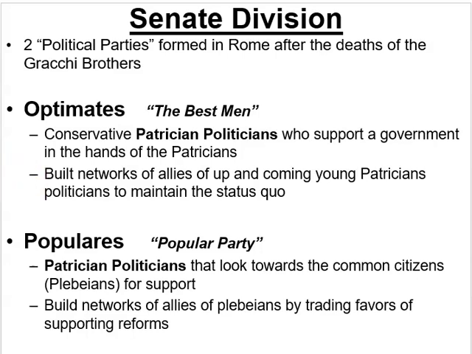They built networks of allies of up-and-coming young patrician politicians to maintain the status quo. They don't want things changing. The status quo is how things are, and they want that to stay. They want the Senate in charge, basically as it is, and everybody else kind of just being there. They want all the power. And again, they're going to work with other patricians to make this happen as much as possible, with Senate decrees and things like that.